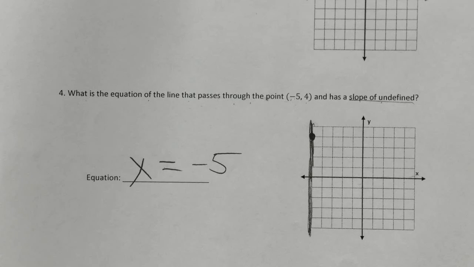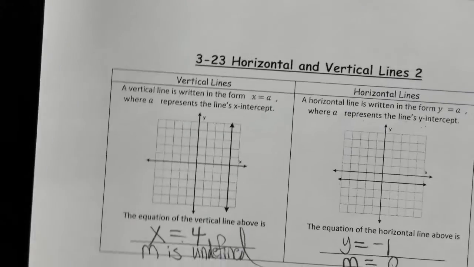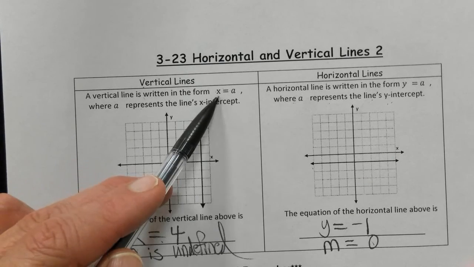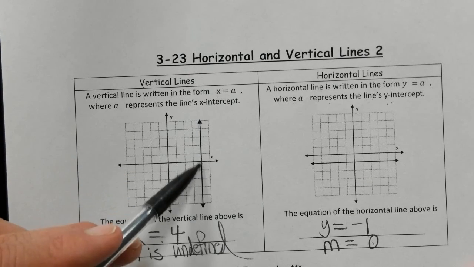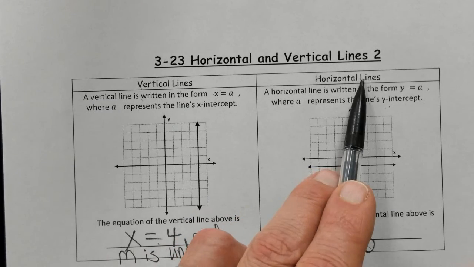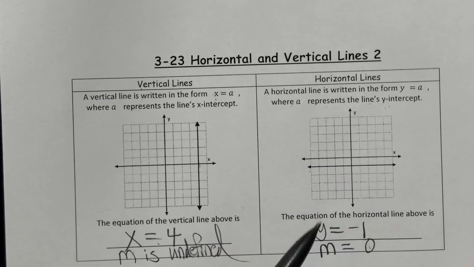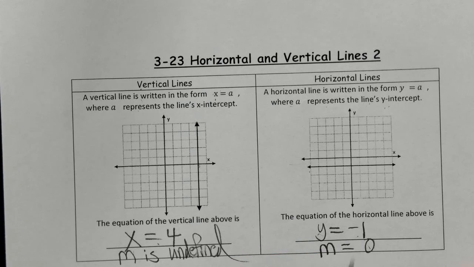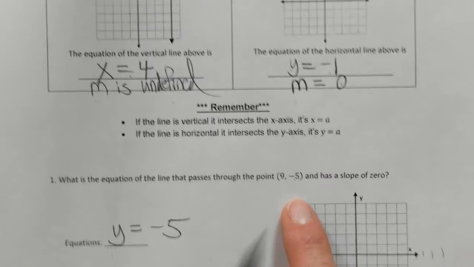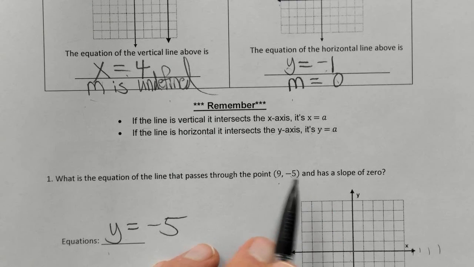All right, so just to sum it up, remember, vertical and horizontal lines, okay, they have their own form. It's either going to be x equals or y equals. If it's a vertical line, it's going to be x equals wherever it crosses the x-axis and the slope is undefined. And if it's a horizontal line, it's going to be y equals wherever it crosses the y-axis, and then the slope is 0.